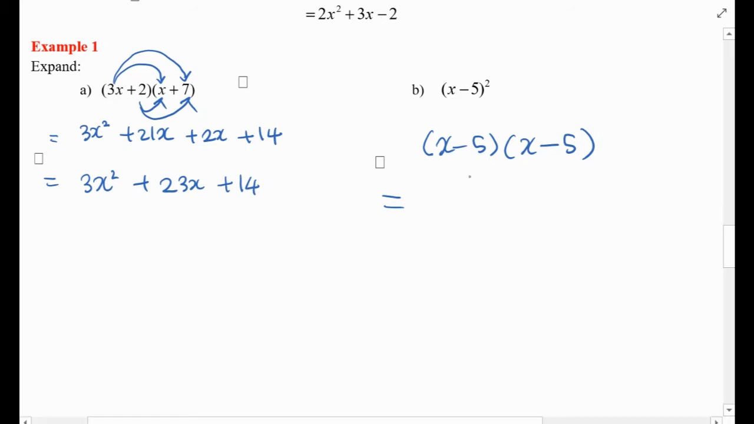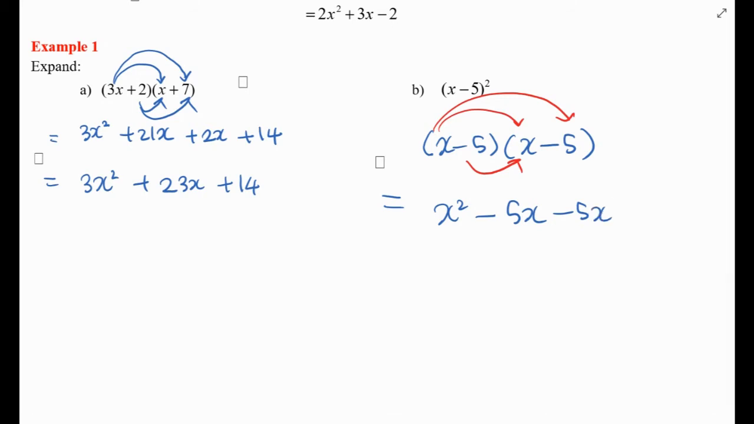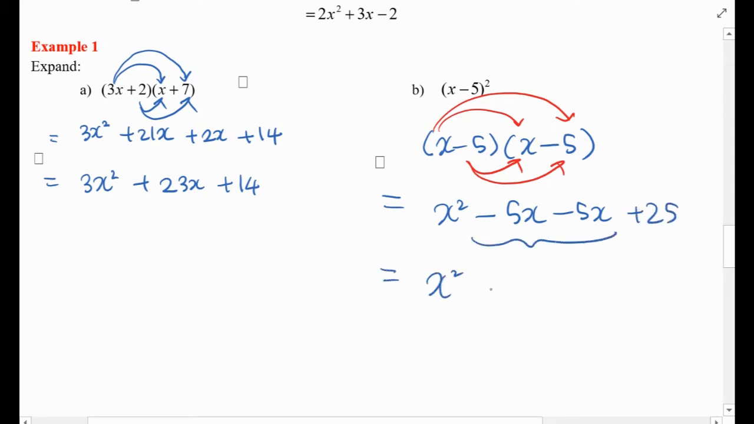All right, have you tried it? Let's do it together. X and x, x squared. X and negative 5 is negative 5x. Negative 5 and x becomes negative 5x. Negative 5 and negative 5 becomes positive 25. Combine the like terms, that's negative 10x plus 25. Okay?